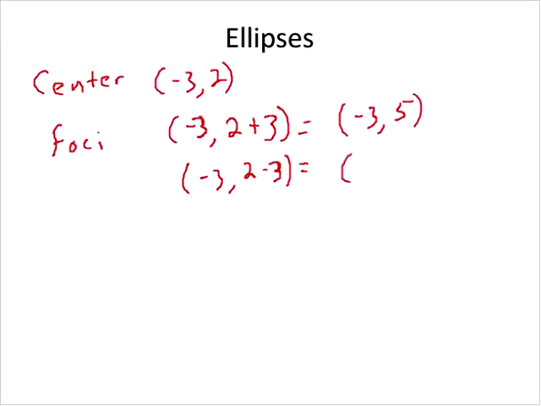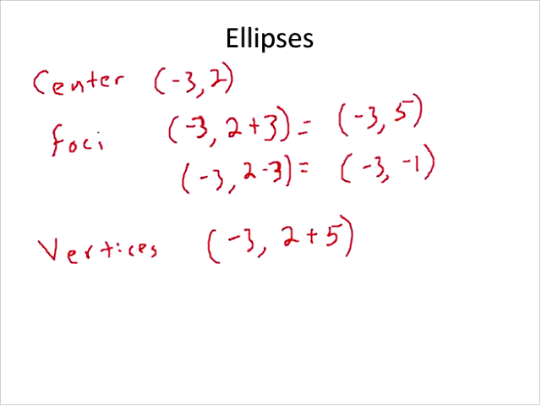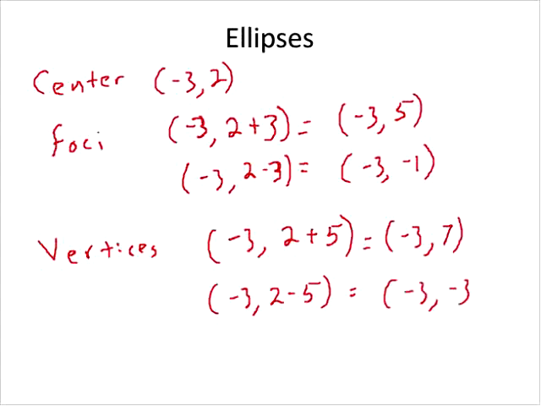So what do we have? We have foci at (negative 3, 5) and at (negative 3, negative 1). Those are our foci. Our vertices are going to be at negative 3, comma 2 plus the a value, which was 5, and negative 3, comma 2 minus the a value, which was, of course, 5 again. So let's see, what do we have? We'll have (negative 3, 7) and (negative 3, negative 3). Those are going to be our vertices. And that's how we identify the parts of an ellipse.